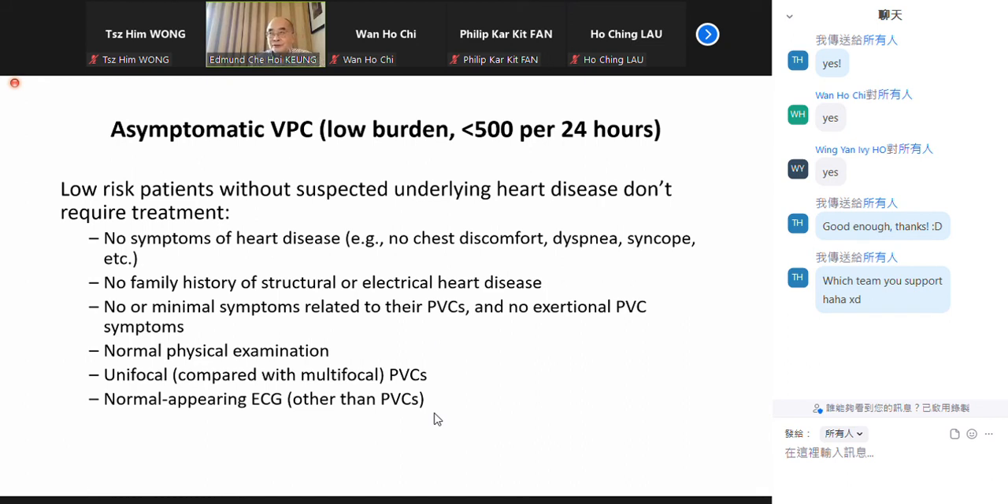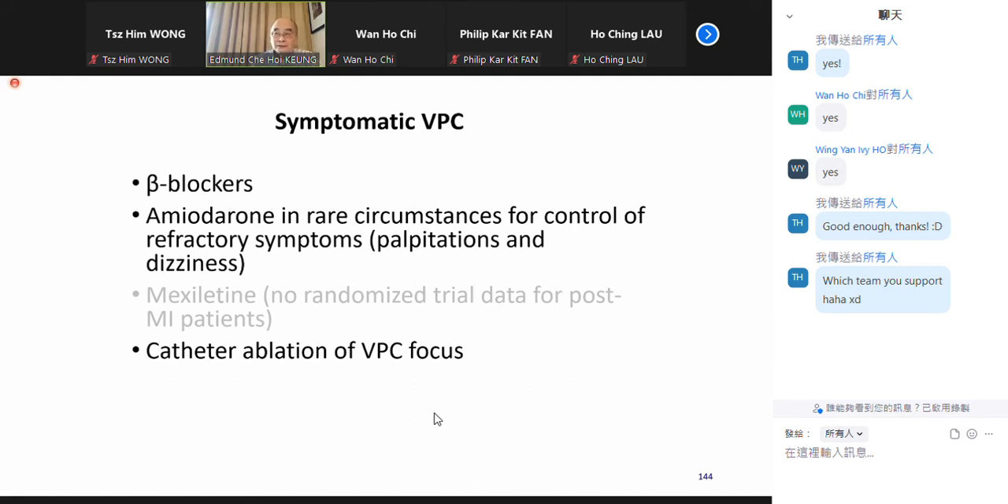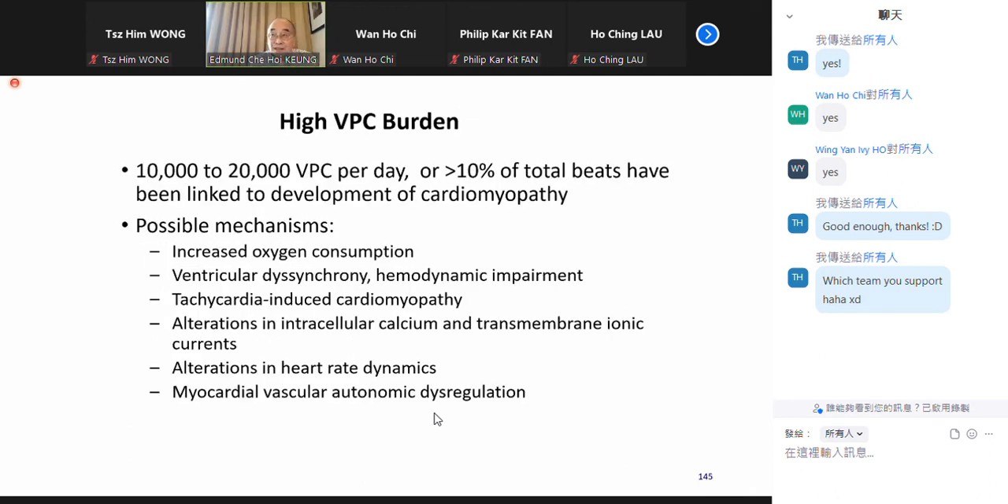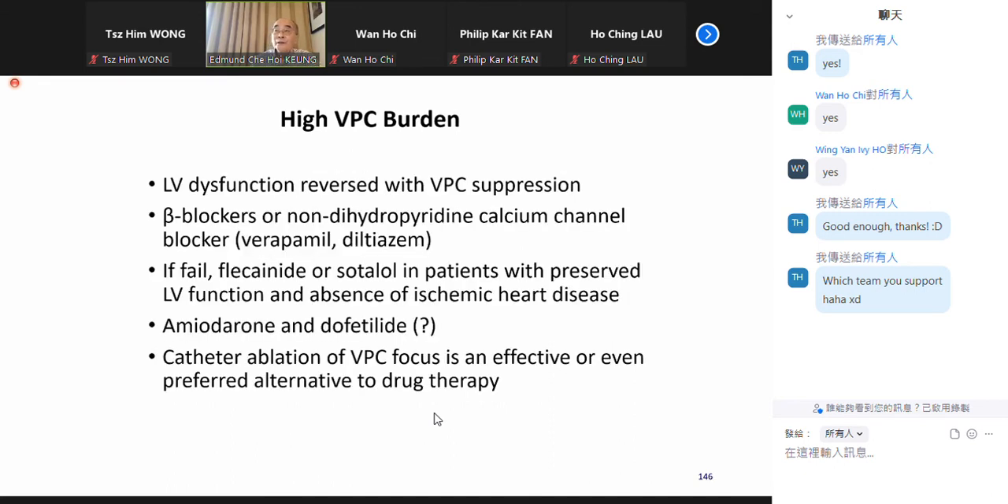Asymptomatic VPC, in general, we really don't treat. The only time we will treat is symptoms, but you really have to convince me it's asymptomatic. In high burden VPC, when there are more than 20,000 per day, or VPCs are more than 10% of your total beats, then you may consider treating it because it can develop cardiomyopathy. We also know that treating high burden VPC can reverse LV dysfunction. Usually we use beta blockers, and in a healthy heart, before they develop cardiomyopathy, we can use drugs. Otherwise, ablation.